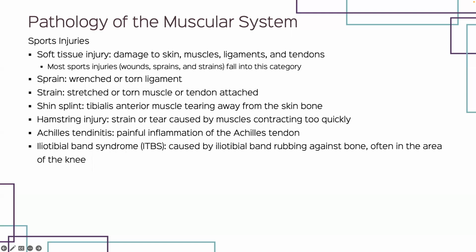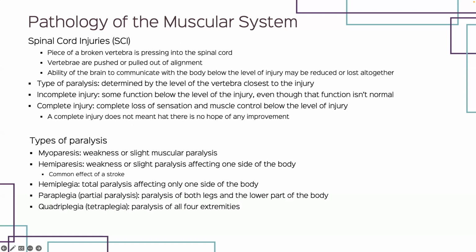And then our sports injuries. So we have soft tissue injuries that can happen to just skin, muscles, ligaments, and tendons. You've got your sprains, your strains, things along those lines. Hamstring injuries, where whenever the muscles contract too quickly and then you try to move. And then your Achilles tendonitis is just inflammation of that Achilles tendon.